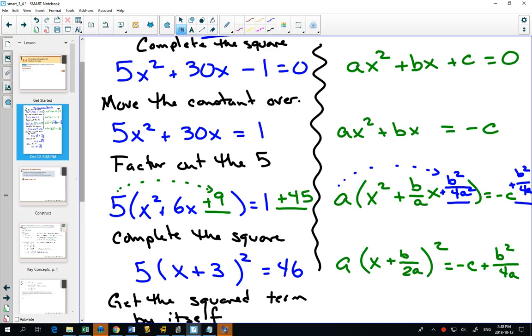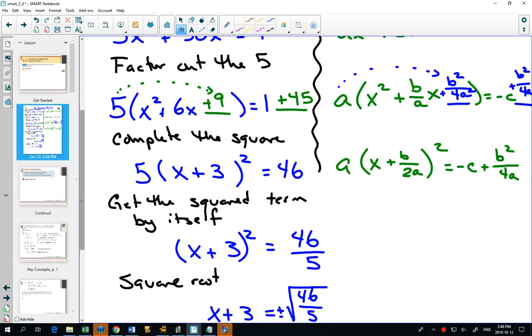Before I square root it, what do I have to do? I have to get the squared thing by itself. So I have to divide everything by a. So that will give me x plus b over 2a, divided by a. Now, one of the things that we did on the left-hand side is when we had 1 plus 45, we put it together as a single number because we could do that, right? 1 plus 45 was 46.